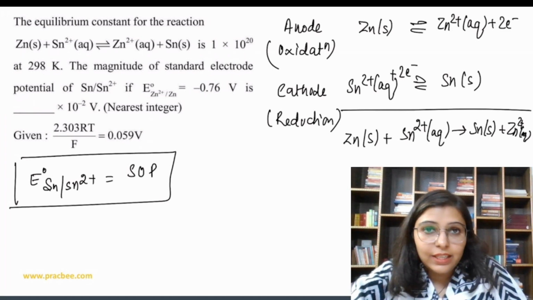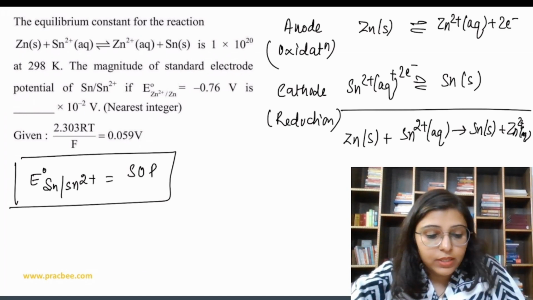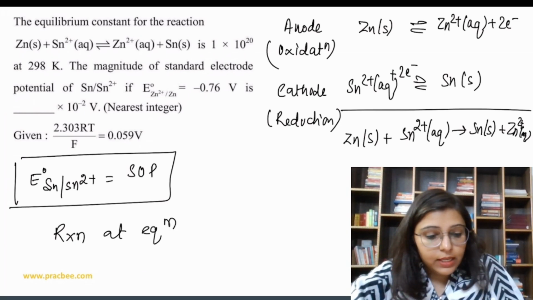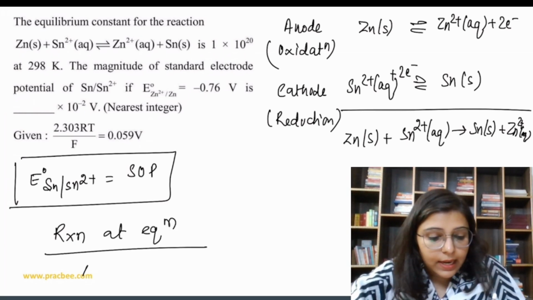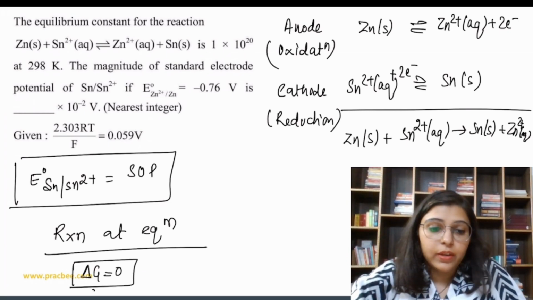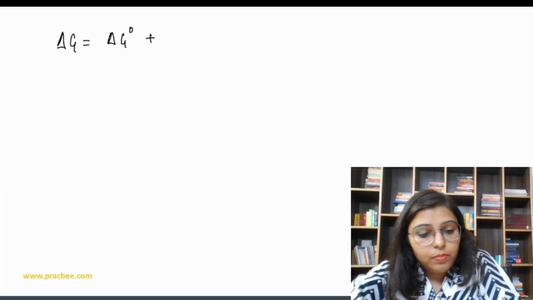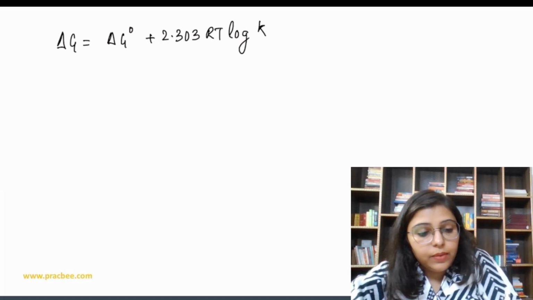Equilibrium constant is given, so it means we have to consider the reaction at equilibrium. If the reaction is at equilibrium, then delta G is equal to 0. Delta G is equal to 0, right? So we know that delta G is equal to delta G naught plus 2.303 RT log K equilibrium.